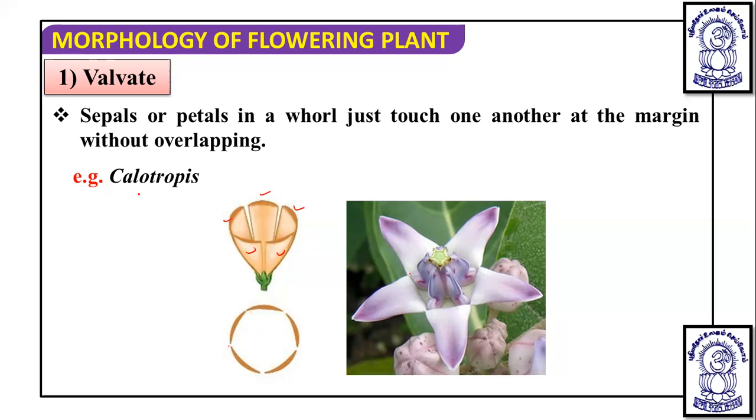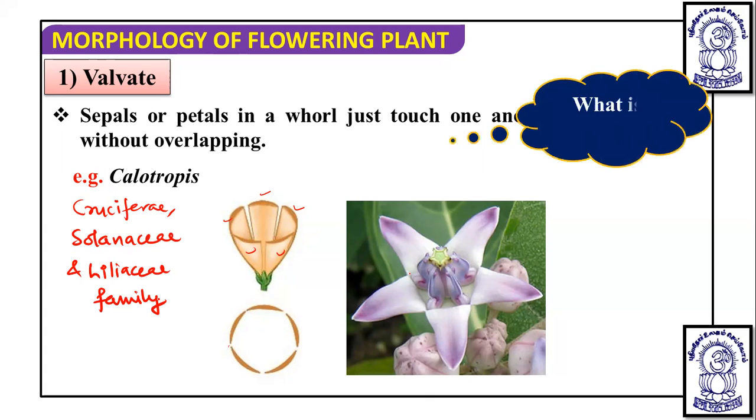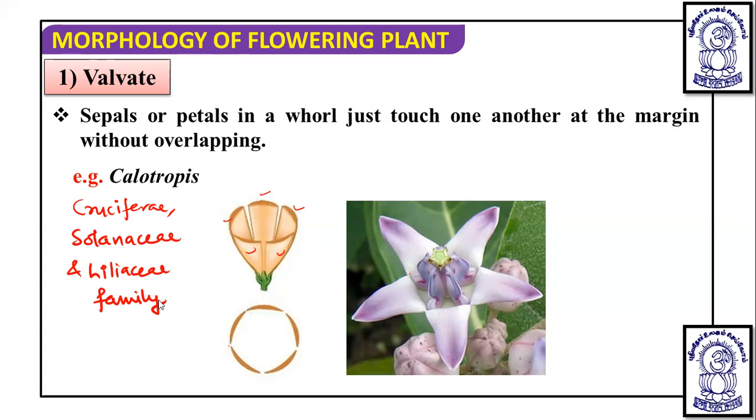It is not only seen in calotropis plant, but it is also seen in case of the members of cruciferae, solanaceae, and Liliaceae. So what is estivation that we have discussed already? First type already discussed. The second type is twisted.